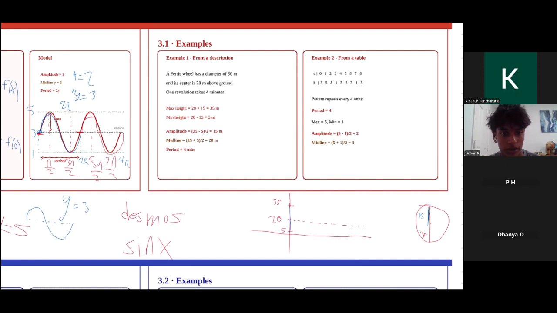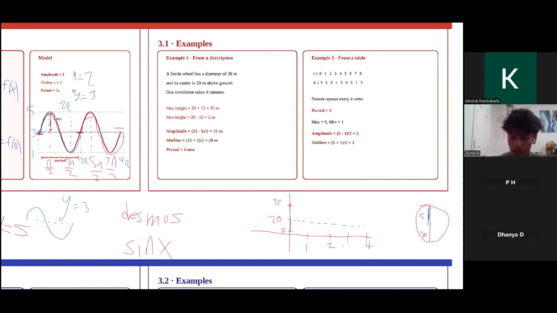And if not, then just let me know. And one revolution takes 4 minutes. So that means our period is going to be 4 minutes, right? So I'm just going to write 4 over there. Then I'm going to have a couple points. I'll say 2, 1. Usually you want 5 total points.